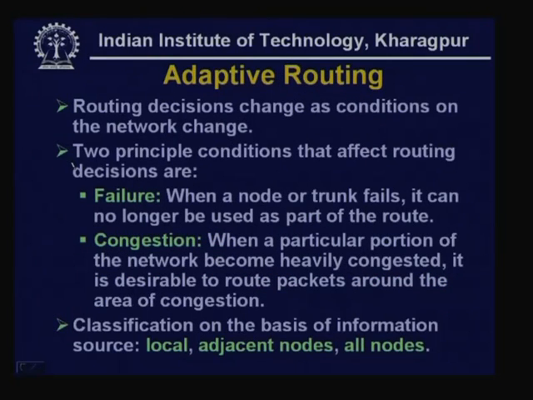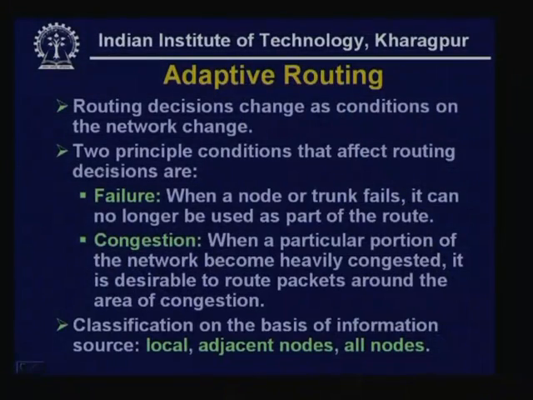Now, we have seen that static or fixed routing techniques have serious limitations, particularly when the network is not stable. What happens? There are two principal conditions that affect routing decisions. One is failure. When a particular node fails, obviously you cannot pass packets through that, and you have to reroute the traffic in some other direction.